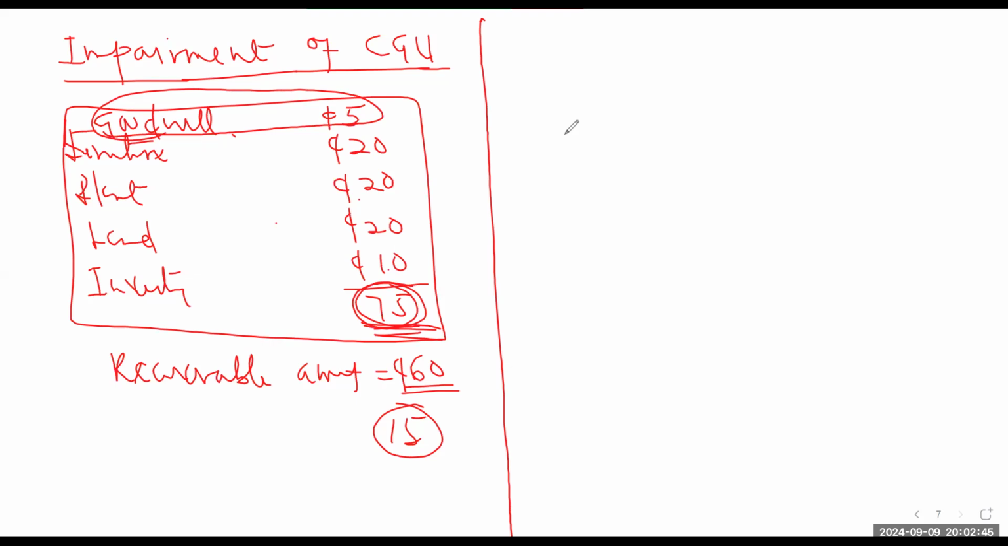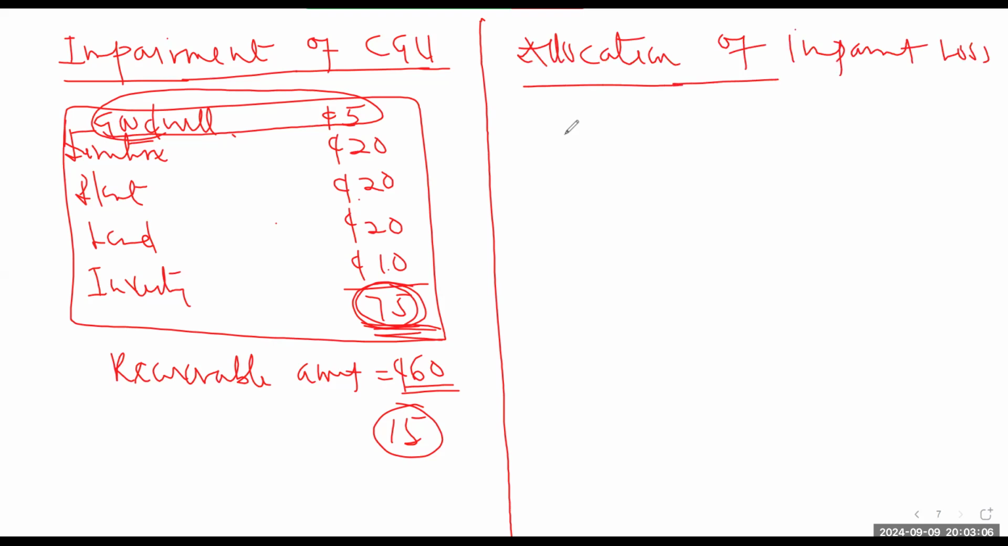So how do we go about it? We first apportion the impairment loss to them before we count the ones that we cannot share. So we now pro rata the remaining ones. If there is an impairment of a cash generating unit, how do we allocate the goodwill? How do we allocate the impairment? Allocation of the impairment loss.